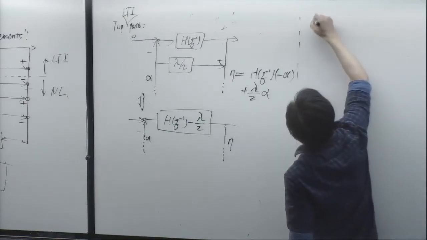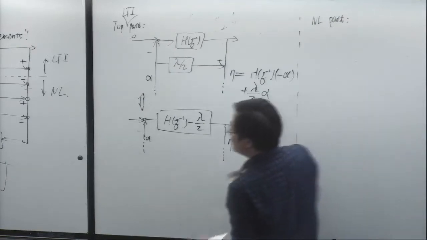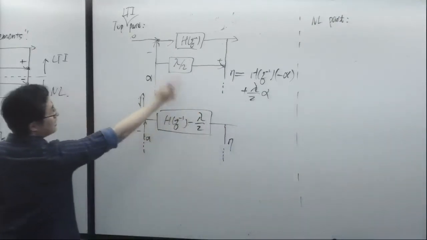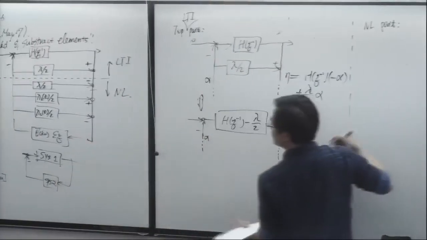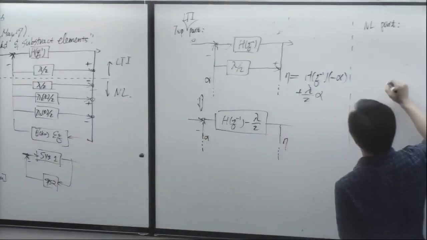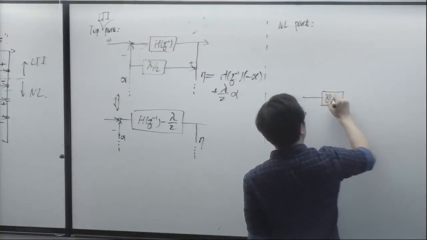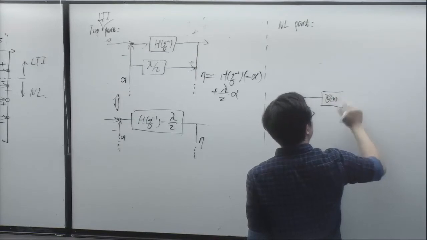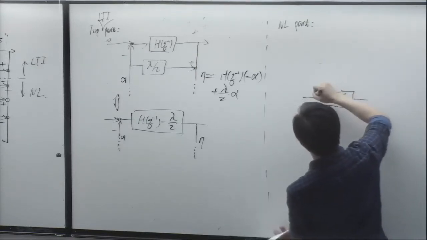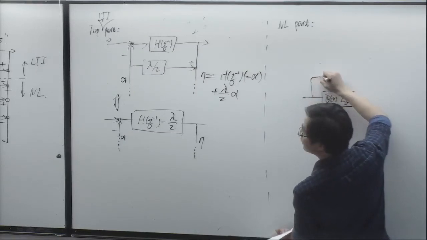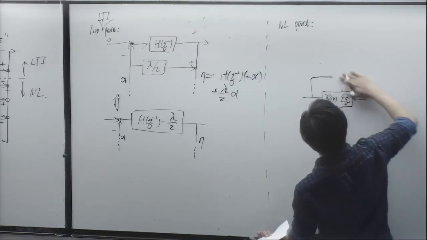Let's work on the nonlinear part. So for the nonlinear part, if you recognize this kind of analysis, we can work on it this way. The bottom part we have equivalence to, first of all, a negative feedback of lambda 2k.